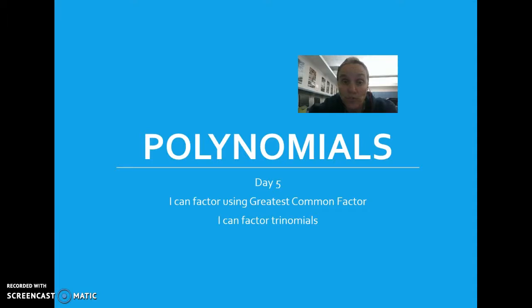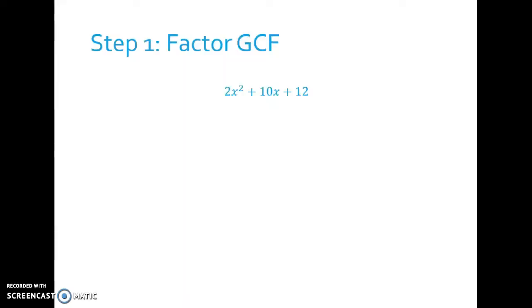Today you're going to be extending what you did yesterday with the greatest common factor by factoring trinomials after you've factored out a greatest common factor. Okay, so if I'm factoring a polynomial, my first step will always be to factor out the GCF. Make sure that's always your first step. Look and see if you can find a GCF.